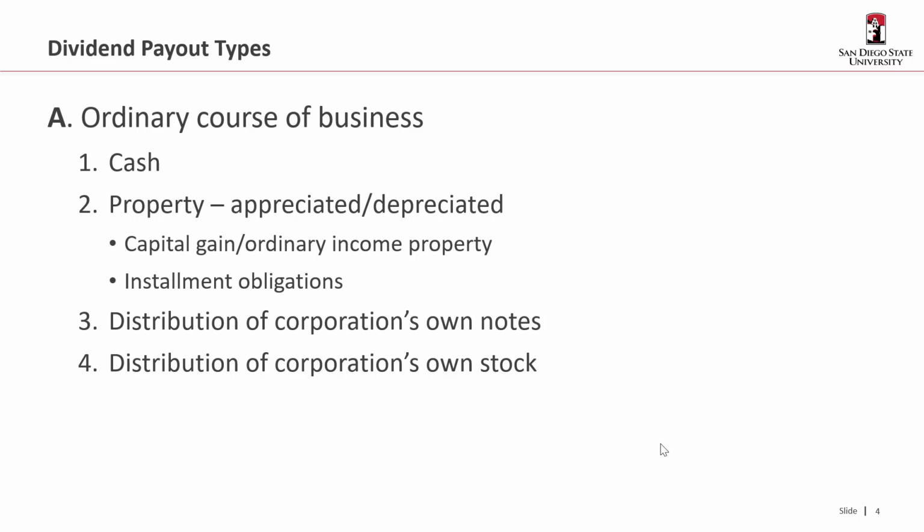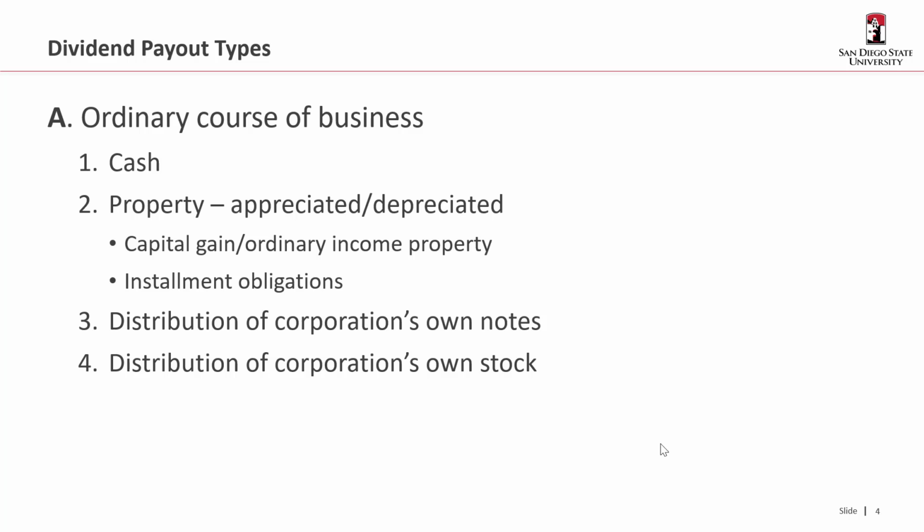It can be personal property, it can be real property, it can be appreciated or depreciated property, it could be capital gain property or ordinary income property, it could be even an installment obligation that the corporation has received that could be distributed to the owners. They can distribute their own notes. So that means that if they have debt, they could distribute debt to you as an owner, as a form of a distribution. And of course, they can also distribute their own stock out to you.